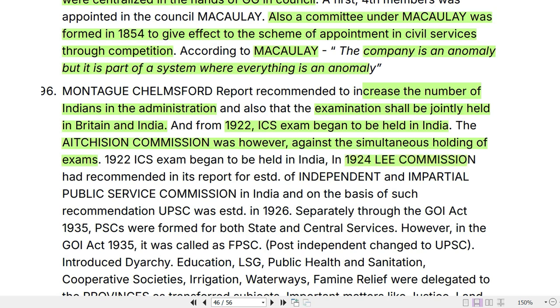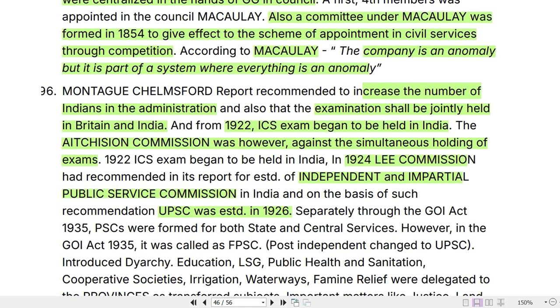तो ली कमीशन ने एक इंडिपेंडेंट और इम्पार्शियल पब्लिक सर्विस कमीशन का गठन करने की मांग की थी, जिसके तहत UPSC was established in 1926. Separately, through the Government of India Act 1935, PSCs were formed for both the state and the central services. However, in the Government of India Act 1935, it was called as Federal Public Service Commission. Post-independence, the name was changed to UPSC.